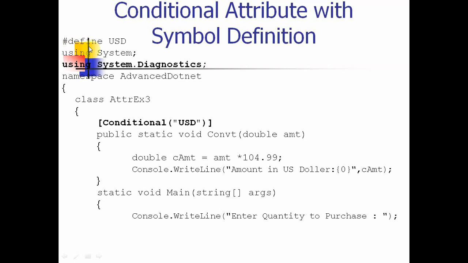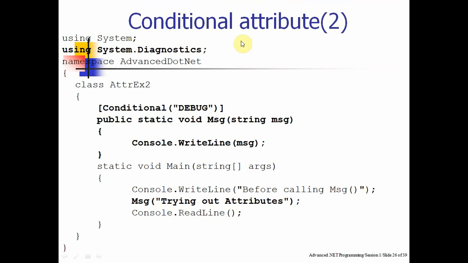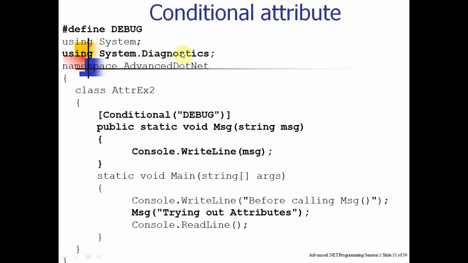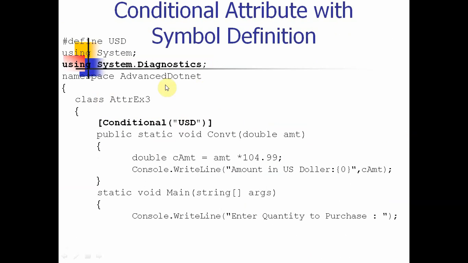this define statement. So we have written define USD and using System.Diagnostics. So this is required in case of the attribute. So always when we write a program of attribute, we have to write System.Diagnostics. This statement, using System and using System.Diagnostics, will always be written in every program. You can see in this program also using System.Diagnostics for the conditional attribute. And in this program, we have also used this System.Diagnostics, and the namespace is advanced.net, and the class name is attrex3, and we are using here conditional USD. So this USD is the conditional keyword.